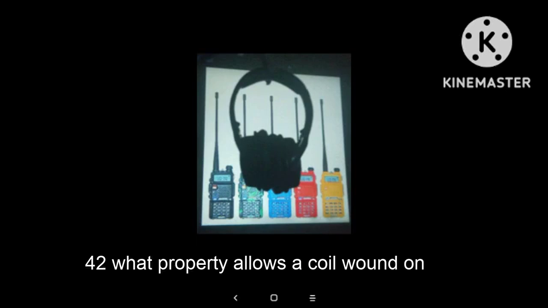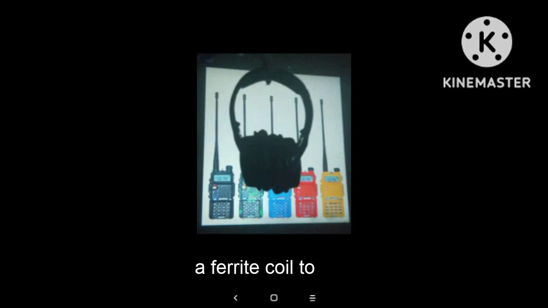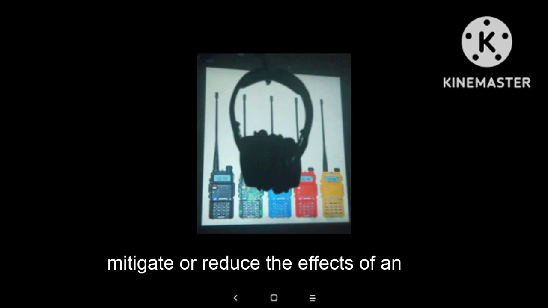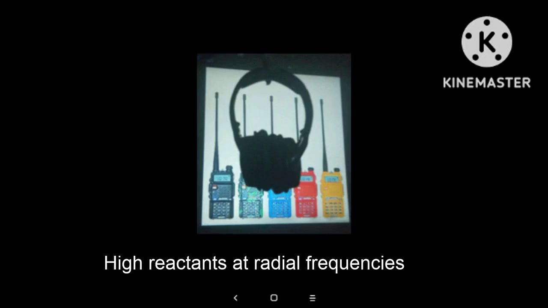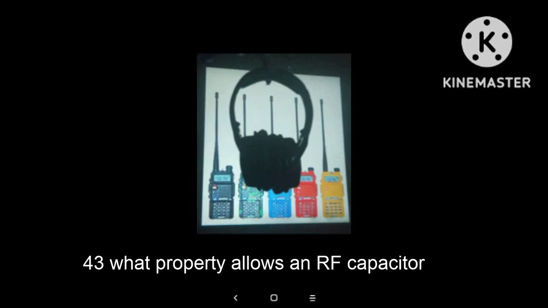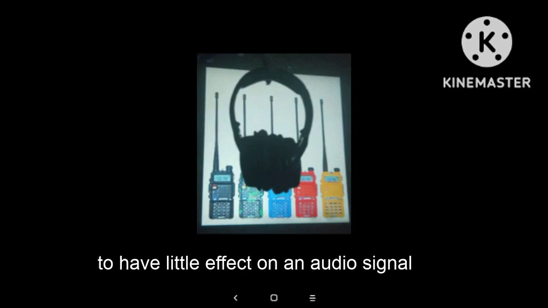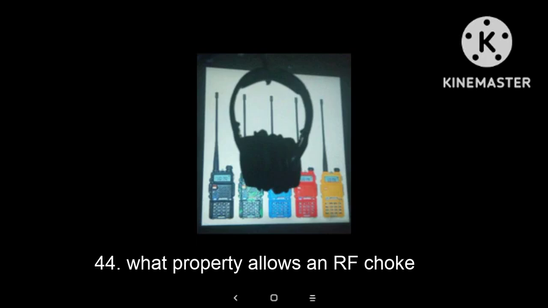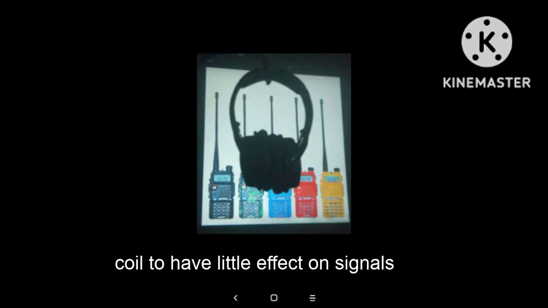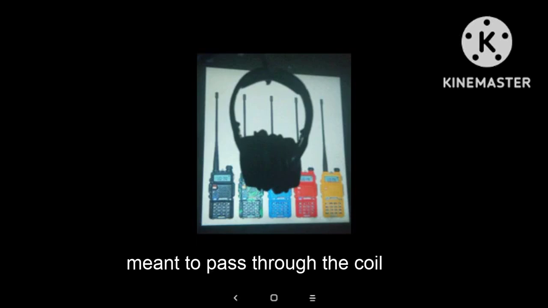42. What property allows a coil wound on a ferrite coil to mitigate or reduce the effects of an offending radio signal? High reactance at radio frequencies. 43. What property allows an RF capacitor to have little effect on an audio signal? High reactance at low frequencies. 44. What property allows an RF choke coil to have little effect on signals meant to pass through the coil? Low reactance at low frequencies.